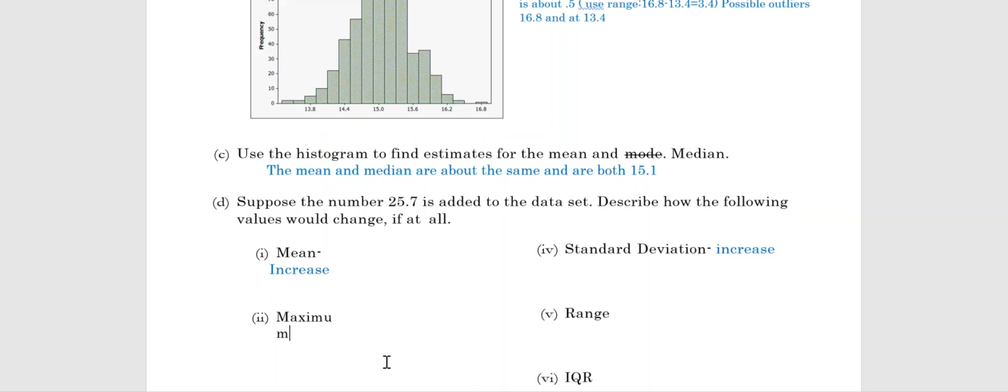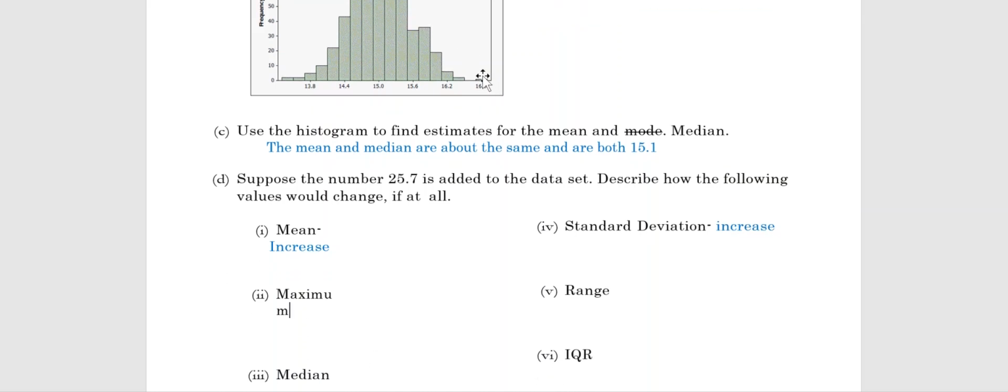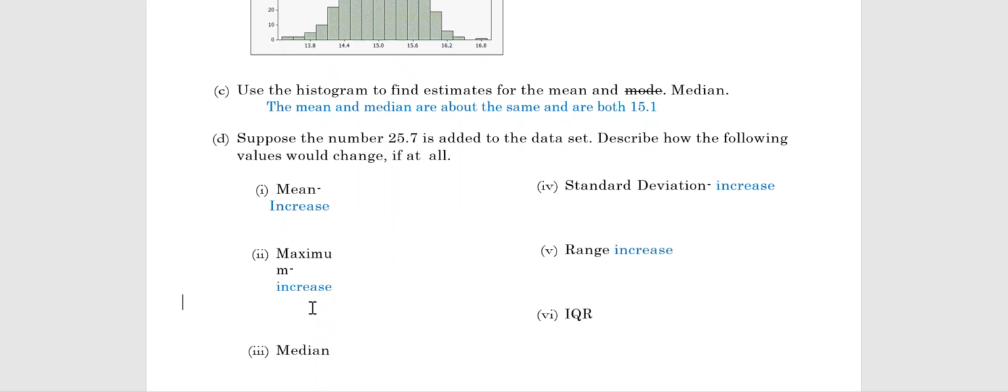Alrighty. And then the maximum, so our maximum was 16.8 and now it's 25.7. So this one's probably the easiest one to tell that it's going to increase. And since my maximum increased, my range, which is just my max minus my min, is also going to increase. So you're seeing how all these values are affected by just one single extreme? That seems rather extreme, doesn't it? Ha ha. Never again. All right.